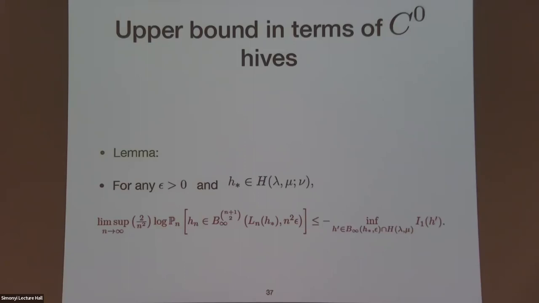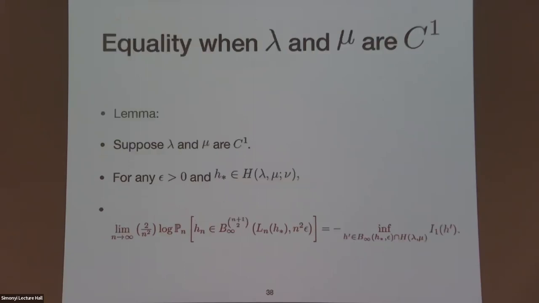And in the case when lambda and mu are C1, so this is a slightly stronger condition, we can nonetheless get a large deviation principle. And the reason for this is that when lambda and mu are C1, there's a way of getting these C2 hives with exactly the right boundary conditions if you have a good C0 hive with large entropy. So you can perturb this C0 hive, which has a good entropy, and get a C2 hive if the boundary conditions are C2. So lambda and mu C1 correspond to boundary conditions that are C2 with exactly the right boundary conditions. And I'll sketch how this is done.